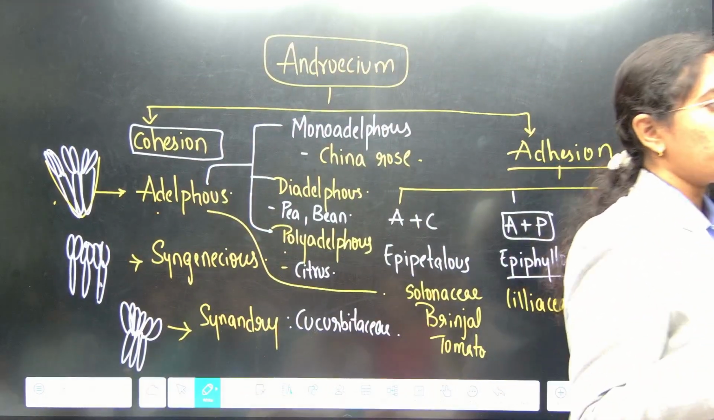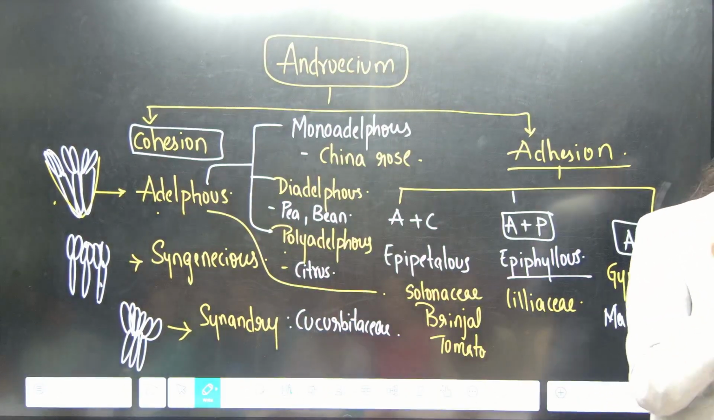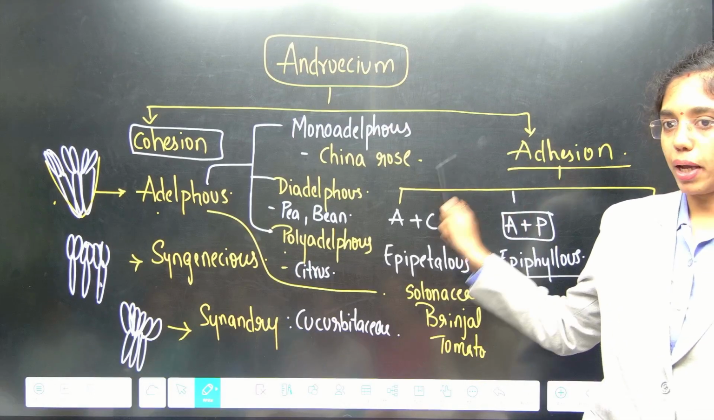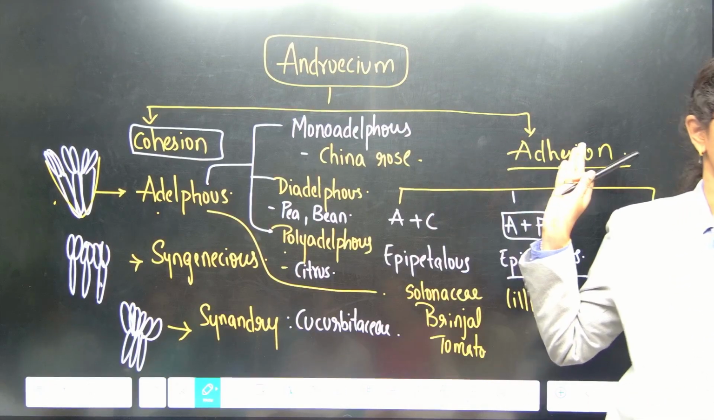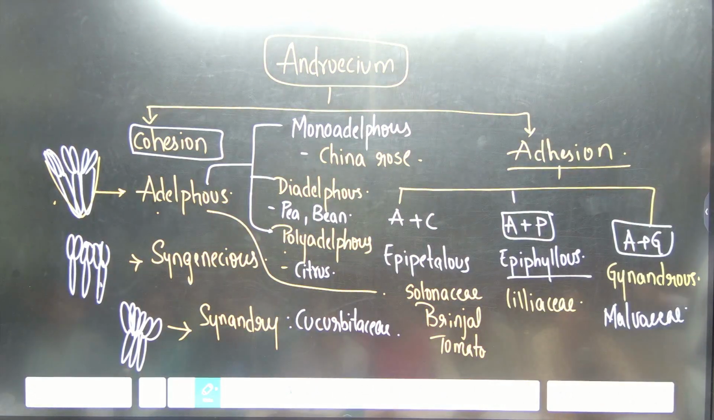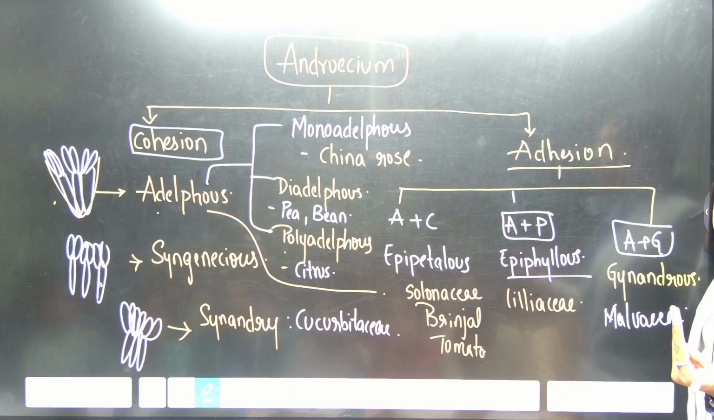Definitely there will be one question from cohesion or adhesion either in your NEET or in EAPCET. That is why even if it is a minute mistake, I am correcting it again. Cohesion and adhesion, very important. First is what? Adelphous. 3 are there. What are they? Monadelphous, diadelphous, polyadelphous. Monadelphous example China rose, diadelphous pea and bean, polyadelphous citrus.